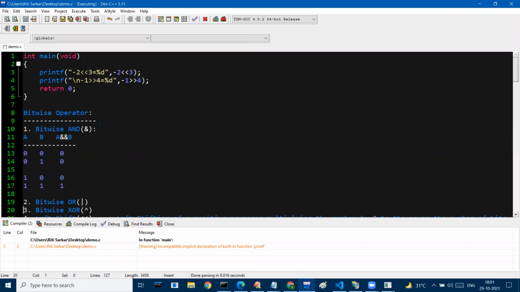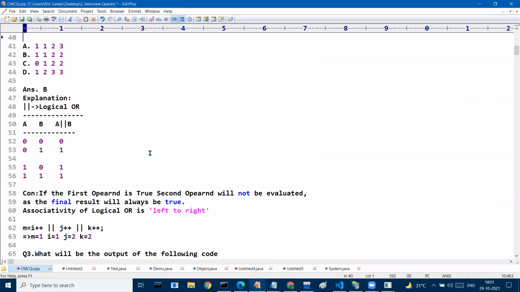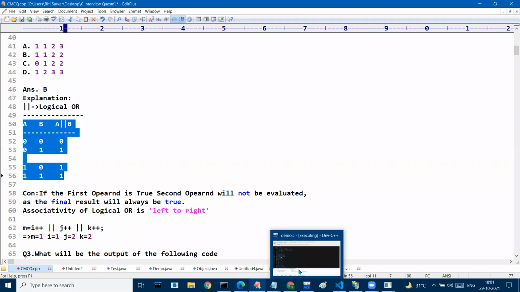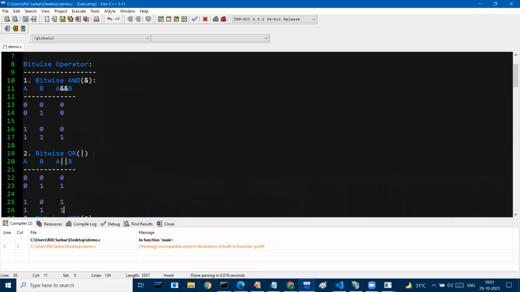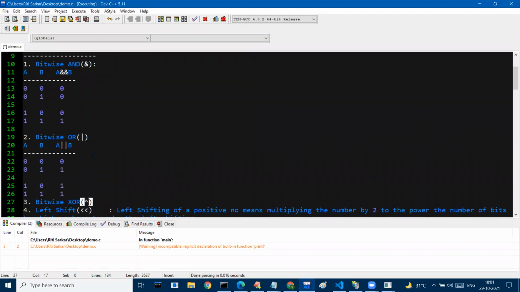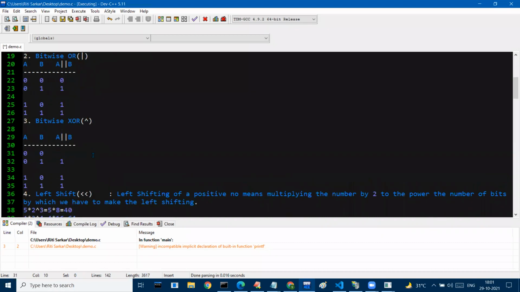Here, bitwise OR. Here also, the same truth table for logical OR that we used is going to be used. Bitwise XOR: if both are the same, the result will be 0. 0, 0 gives 0; 1, 1 gives 0. Different gives us 1: 0, 1 gives 1; 1, 0 gives 1. Alternate gives us 1, right?